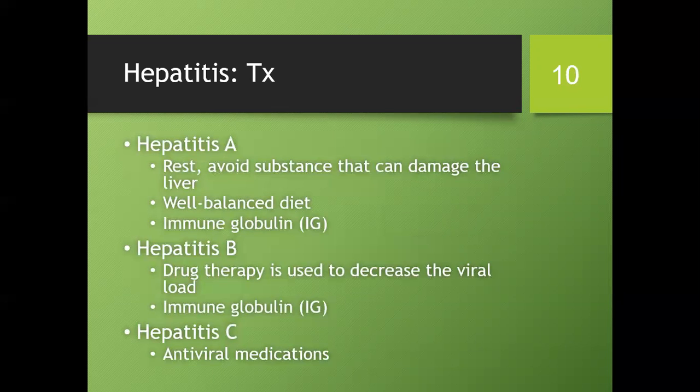Treatment of hepatitis. With Hep A, we're going to rest, avoid substances that can cause issues with the liver, like Tylenol, eat a well-balanced diet, and then we may give an immunoglobulin for hepatitis A to help encourage recovery. For hepatitis B, we're going to do drug therapy to decrease the viral load and also administer immunoglobulin. And then hepatitis C, they're going to be on antiviral medications.